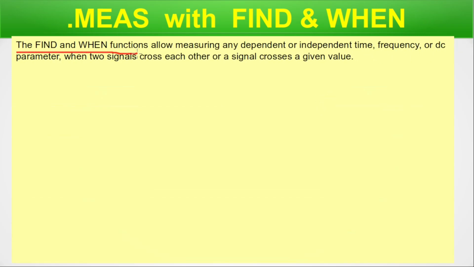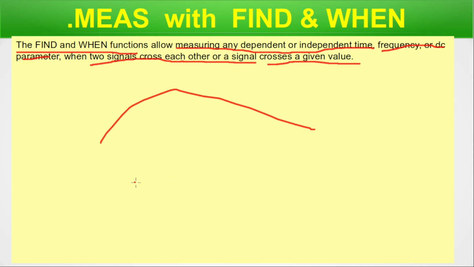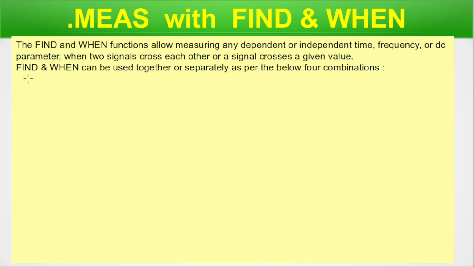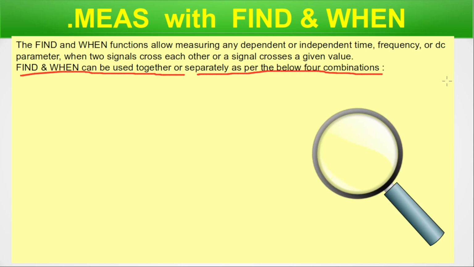The find and when functions allow measuring any dependent or independent time, frequency or DC parameter when two signals cross each other or a signal crosses a given value. That means we have two signals which are crossing each other at some point, or one signal that is crossing some particular value. So this is the x-axis and this value we are crossing. In this case, we use find and when. Find and when can be used together or separately in the below combinations. So this is what we give as our looking glass to find when it is happening.